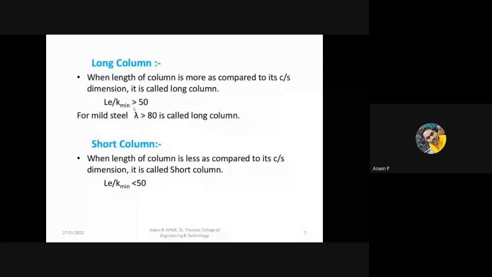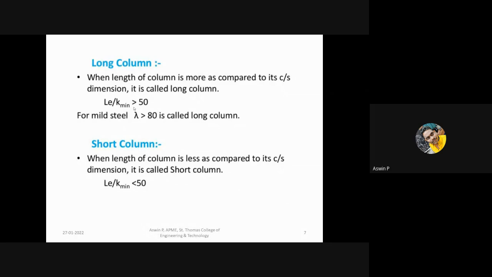Whenever we are giving importance to slenderness ratio, there are different types of column. According to the length of the column, we can say long column, short column, and obviously there is a medium column too. That is, when we have a column with slenderness ratio between 50 and 80, that column is known as a medium column.